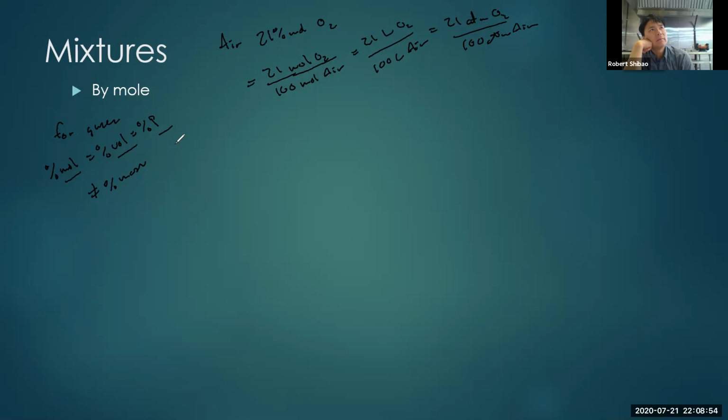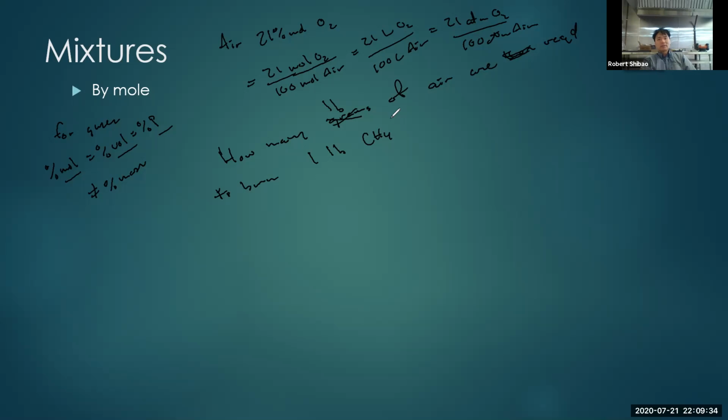I think we did the molar mass of air before. And so, how many grams of air are required to burn 1 pound of methane? Actually, I don't want grams, I want how many pounds of air. How many pounds of air are required to burn 1 pound of methane?